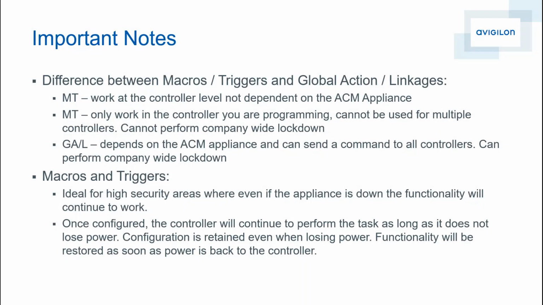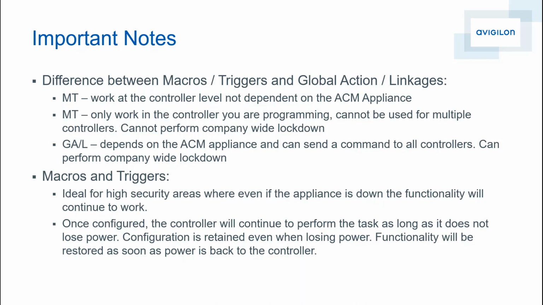Let's go ahead and cover some of the important aspects of macros and triggers. One of the things that we always get asked is the difference. What is the difference between macros, triggers, and global actions and global linkages? Macros and triggers work at the controller level, and they do not depend on the ACM appliance. They also work specifically at that controller that you're programming, so you cannot use that in multiple controllers. So you have to program each individual controller depending on the type of functionality that you're looking for.